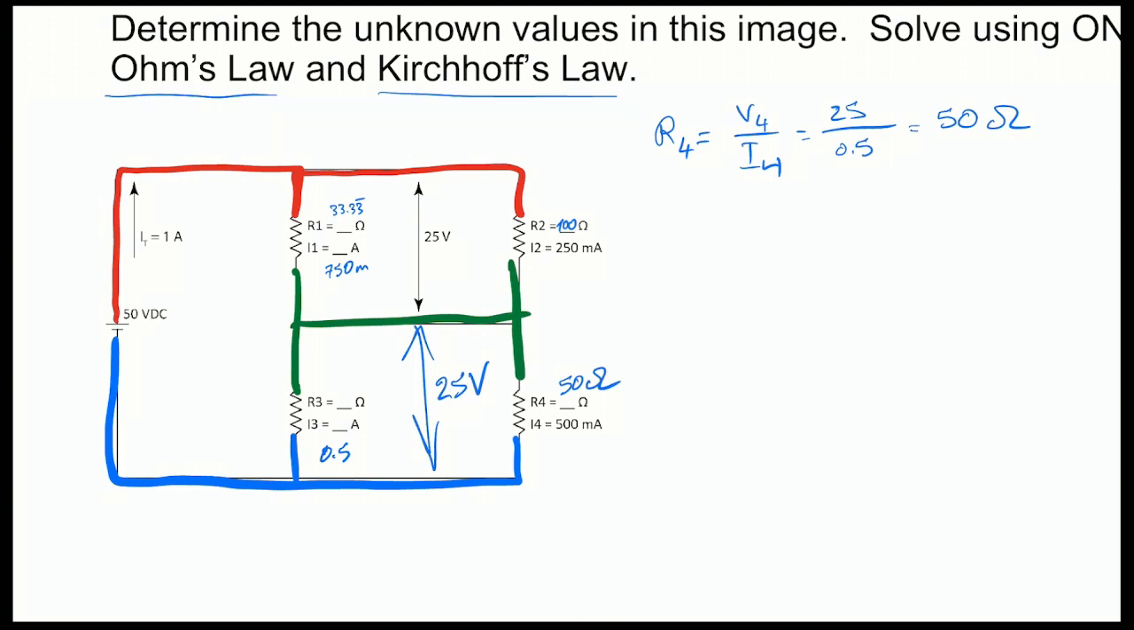And if I know that, I can calculate R3 equals V3 divided by I3. V3 we have established is 25 volts and I3 is 0.5, which makes R3 50 ohms. All right. So in this case, we have solved every unknown in this circuit using only Ohm's law and Kirchhoff's law.